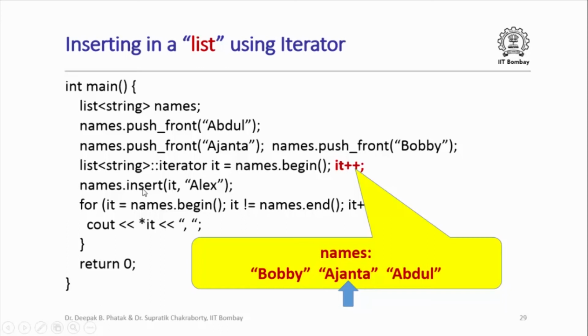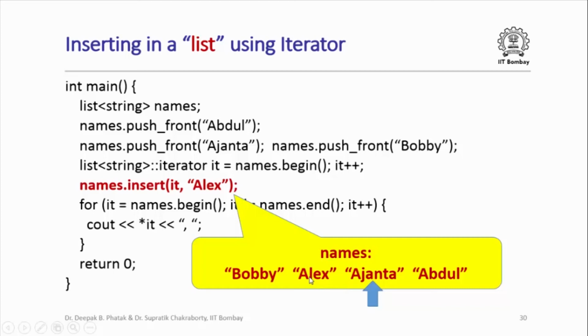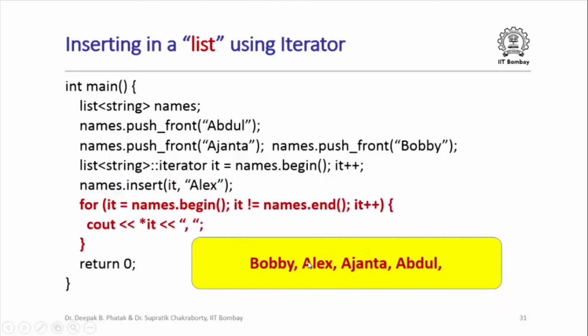And now if I say names.insert IT, Alex, it will basically insert Alex just before where the iterator is pointing. So that's where Alex will get inserted. And note that IT is still pointing to Ajanta as it was prior to this insertion. So the point to remember is that when I ask for an insertion using the insert member function, it inserts the new item just before where IT was pointing, and IT continues to point to the same element in the list. So now if I try to print out the names in the list, I will get Bobby, comma, Alex, comma, Ajanta, comma, Abdul, comma.